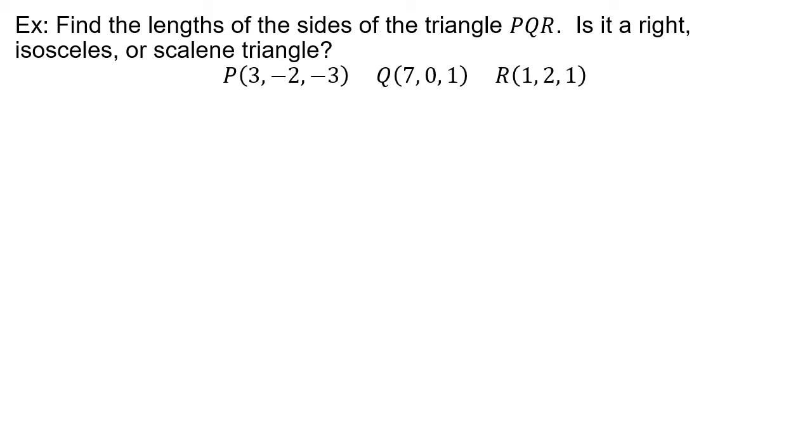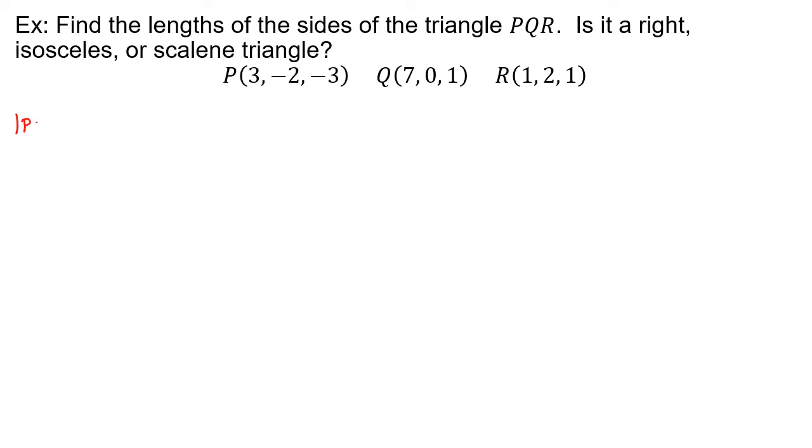Okay, this one says find the lengths of the sides of a triangle PQR and determine whether you have a right triangle or an isosceles triangle or a scalene triangle. Now, what you'll have to find is the distance between these points. You have to find the distance from P to Q, the distance from P to R, and the distance from Q to R. So we'll find each one of those. Let's just start with P to Q.